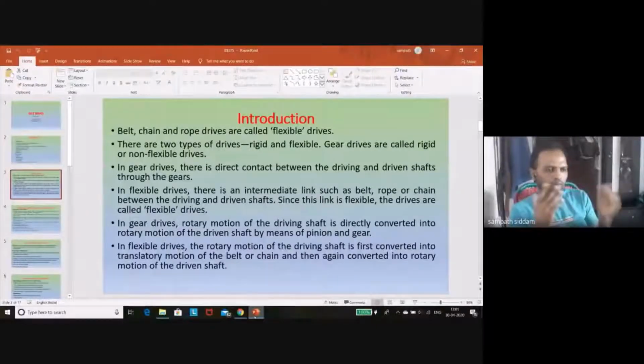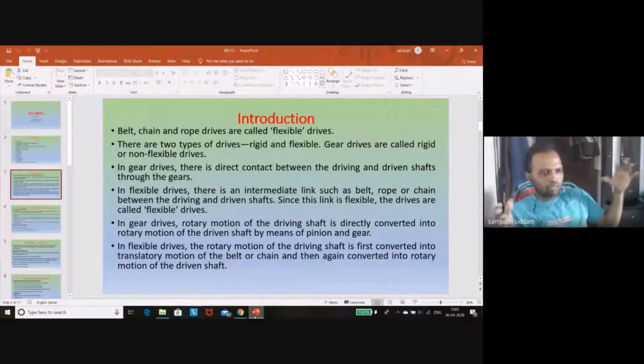transfer your power from one end to the other end with the help of your gear trains. So now when you go with the belt drives, you do not have your exact contact. That was generally what we say is a non-flexible one. This we generally say is a flexible one. So here there is usually no contact between those two.